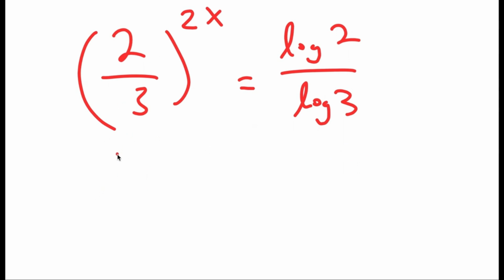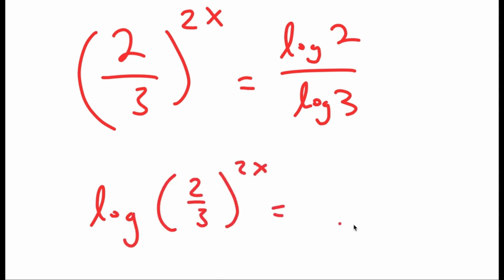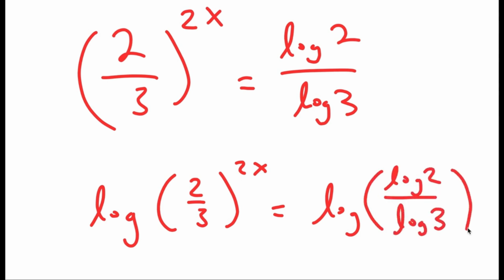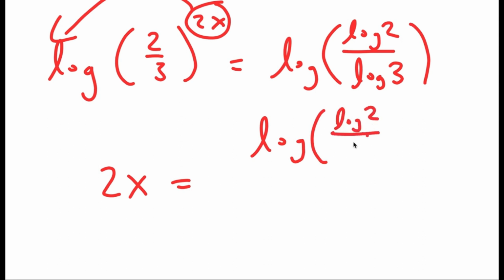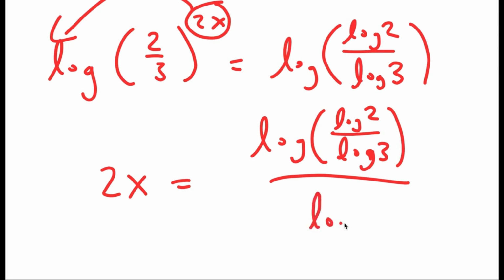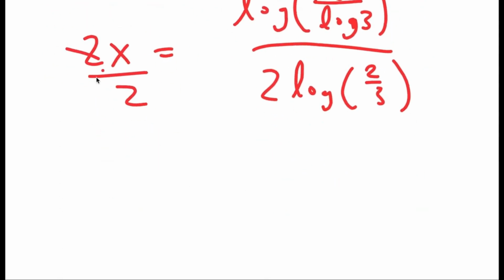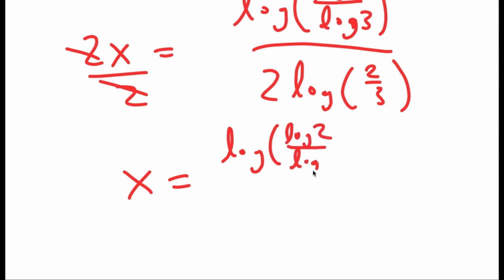Now I'm going to take the log on both sides again, so I get log of 2 over 3 to the power of 2x is equal to log of 2 over log of 3. So now I can move the 2x to the front, and I can divide both sides by log of 2 over 3. So I get log of 2 over log of 3 over log of 2 over 3. And if I divide both sides by 2, I get x is equal to log of 2 over log of 3 over 2 times log of 2 over 3.